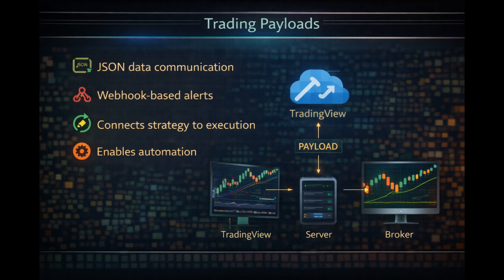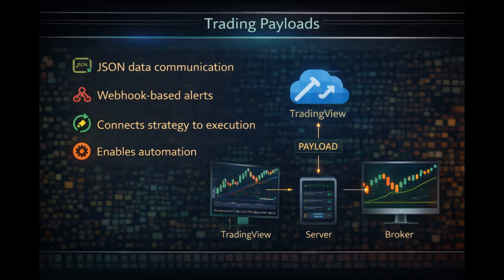A typical Pine script alert message may look like this. Symbol: ticker. Signal: buy. Price: close. Strategy: Renko_strategy. The placeholders such as ticker and close are automatically replaced with real market data when the alert is triggered.